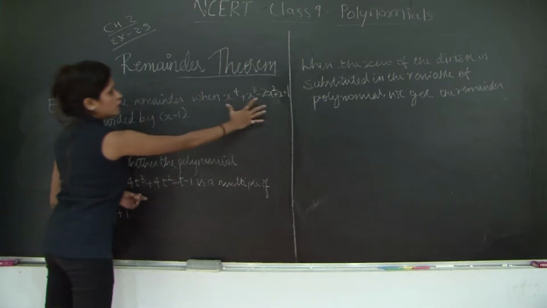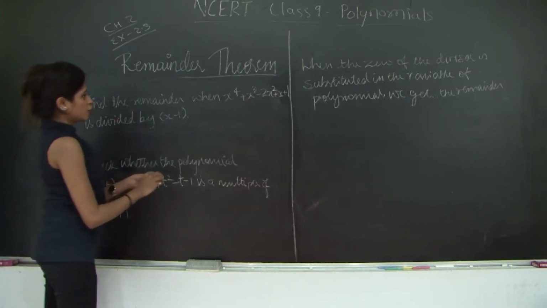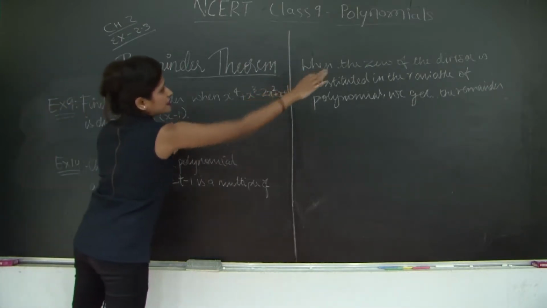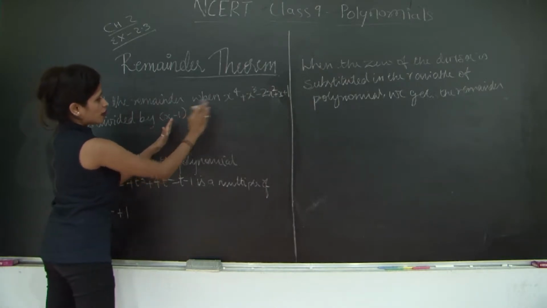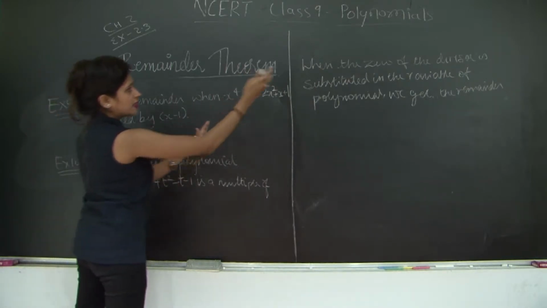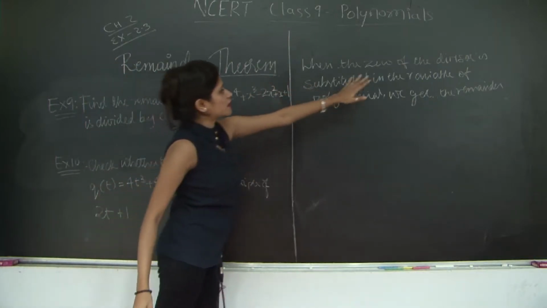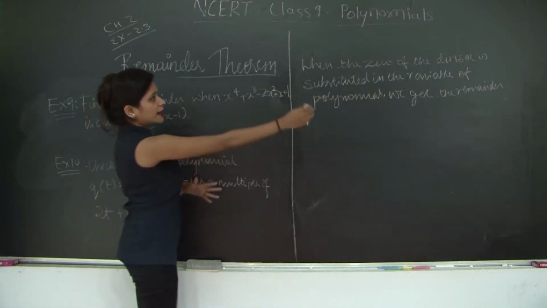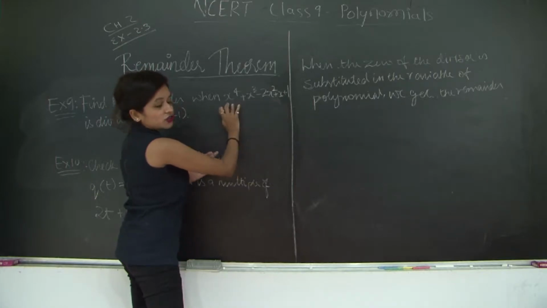Find the remainder when this polynomial is divided by this linear polynomial. So x minus 1 is the divisor. Now the zero of the divisor, x minus 1, is found by x minus 1 equal to 0, which is 1. So when the zero of the divisor, which is 1 in this case, is substituted in the variable of the polynomial, we get the remainder. So I am going to substitute 1 in this expression in place of x.